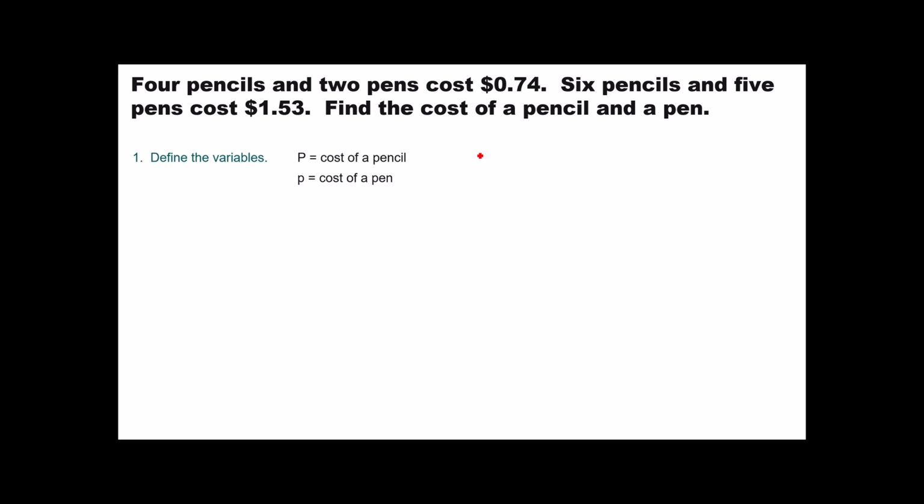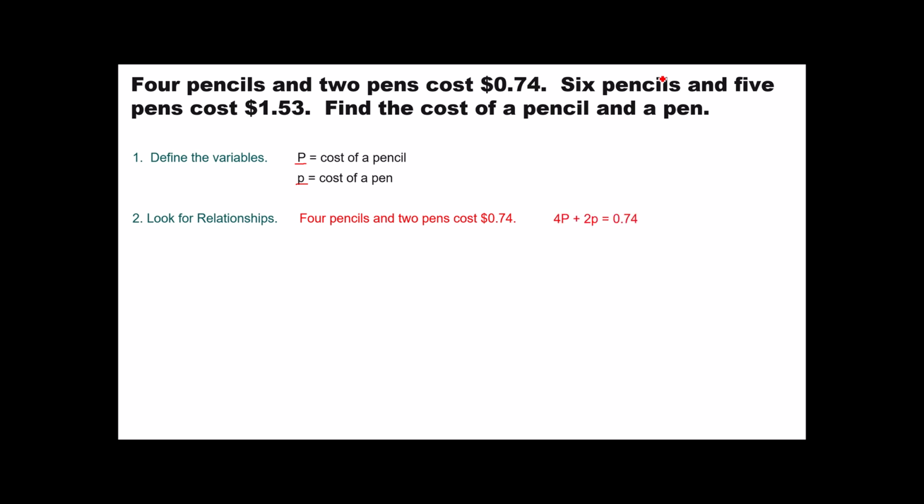Notice that this time I just decided to do something different just to mix it up. I used capital P for a pencil, lowercase p for a pen. There's no problem with that other than the fact that if you're not careful it can get a little bit confusing. I just thought I'd do it to be obstinate today, so enjoy. Take just a second and see if you can write these two expressions on your own. 4 pencils and 2 pens are 74 cents.